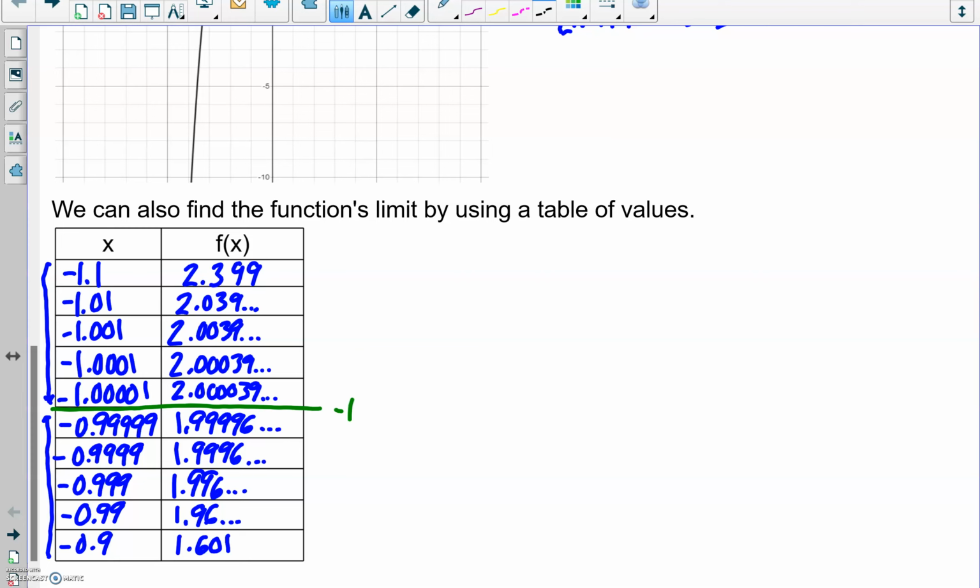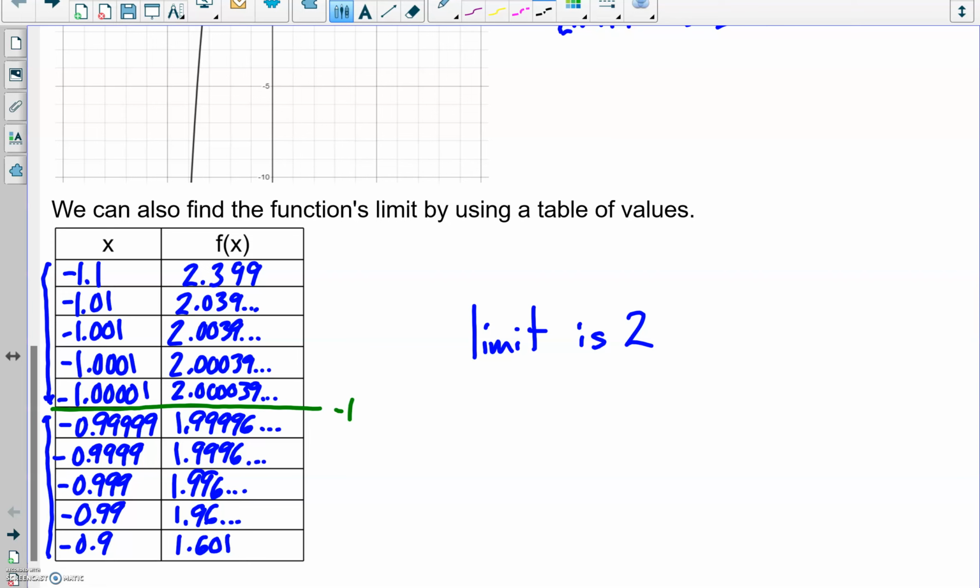So I look at my function values, coming in from the top down. I start at 2.399, and then I start getting closer and closer, it looks like, maybe to 2. And then from the bottom of the list, 1.601, working my way up, I'm also getting close to 2. So in that table, we would use the table to guess that the limit is 2. And that is verified by what we saw in the graph. And it's just a different way of looking at limit values of functions.